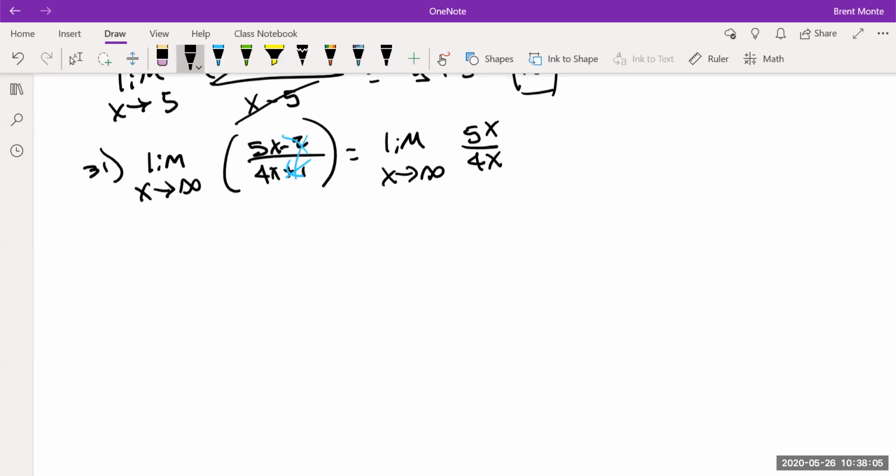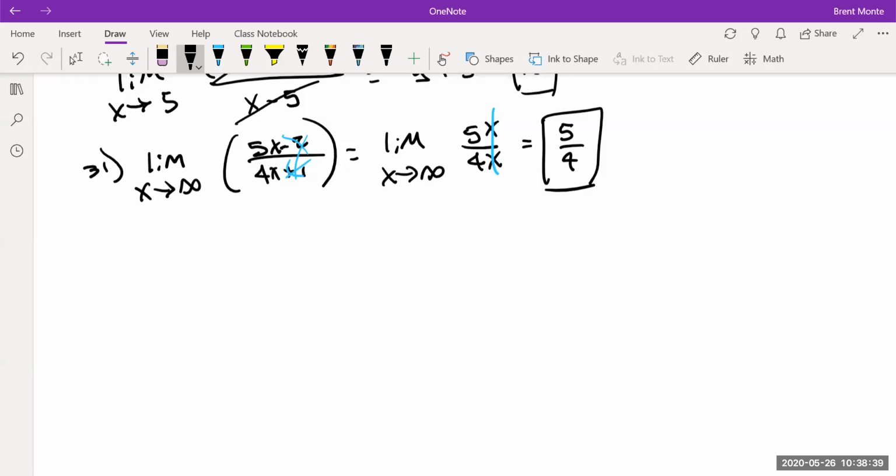All right, so I can just look at my highest powers. Well, since those are the same powers, the x's cancel out. Now I've got the limit as x approaches infinity of 5/4. 5/4 is a constant. Remember, the limit of a constant is just the constant. So I get 5/4 as my answer. That's always going to happen if the powers of x on the top and the bottom are the same. If the highest power on the top and the highest power on the bottom are the same, you're just going to reduce down to some constant.